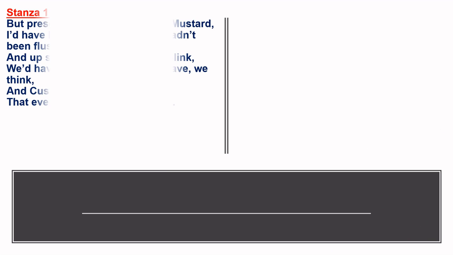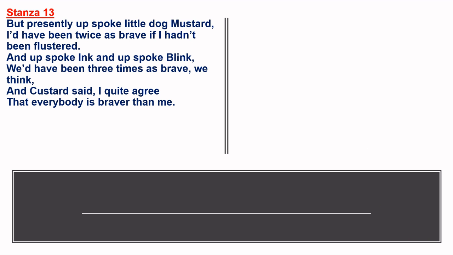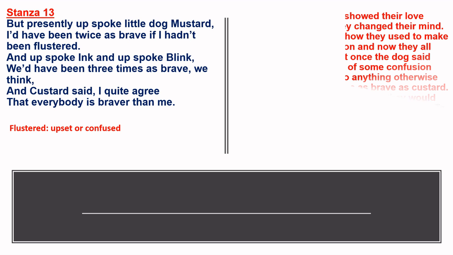Now moving to the next stanza. But presently up spoke little dog Mustard. I'd have been twice as brave if I hadn't been flustered. And up spoke Ink and up spoke Blink. We would have been three times as brave, we think. And Custard said, I quite agree that everybody is braver than me. So here you see flustered. Flustered means upset or confused.